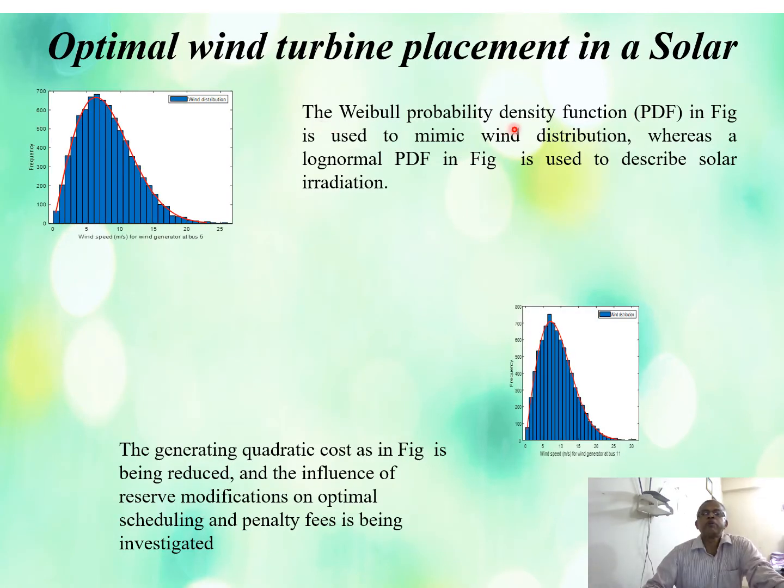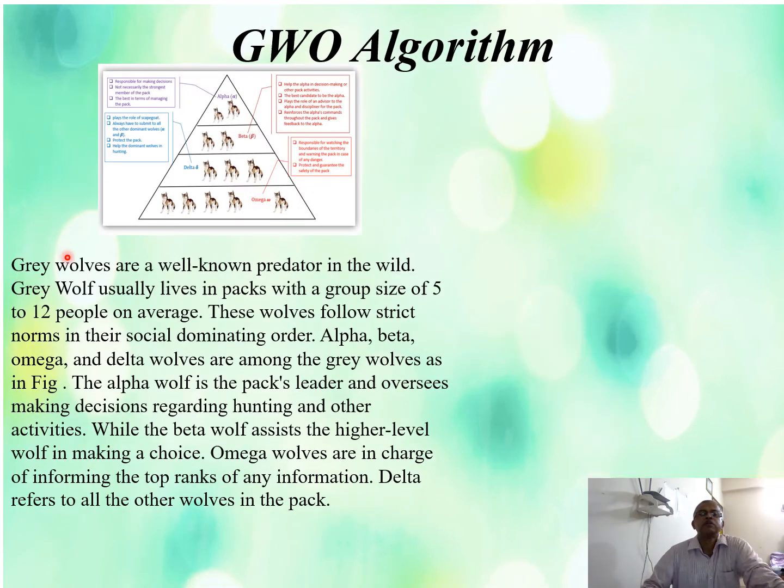The Weibull probability density function, that is PDF, is used to mimic wind distributions, whereas a log normal PDF is used for solar irradiation. The generating quantity cost, as shown in the figure, is being reduced, and the influence of the reserve modifications of optimal scheduling and penalty fees is being investigated.